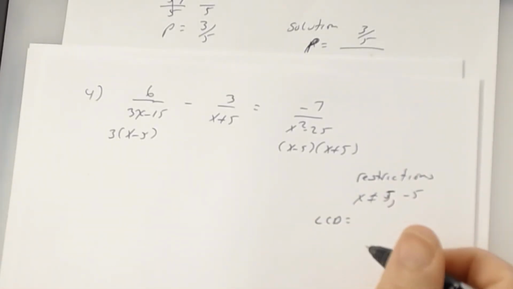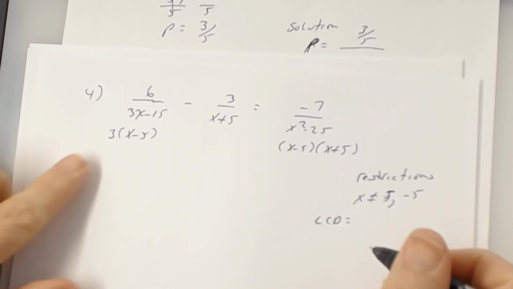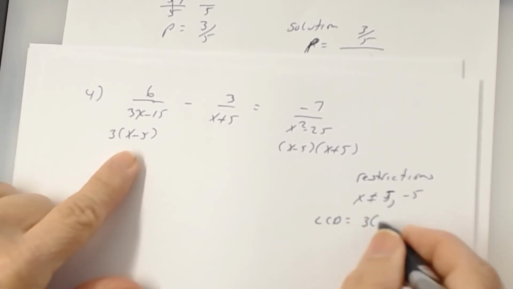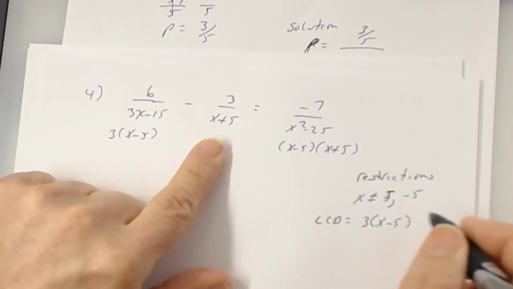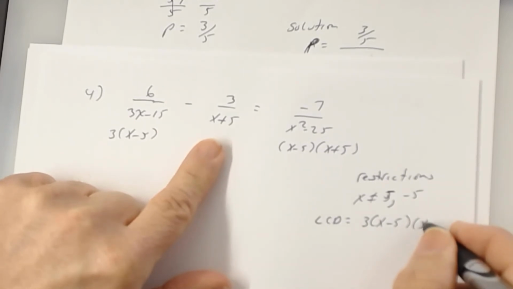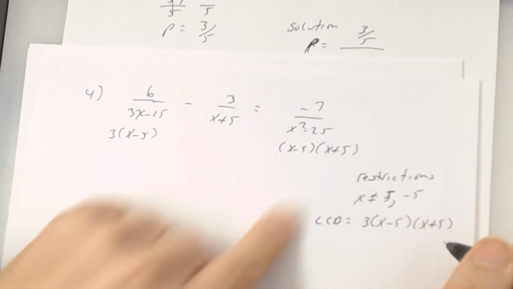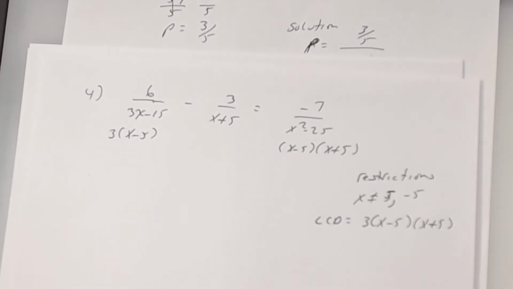All right. Now let's talk about the LCD. Your LCD has to include every factor. What's the first factor you see? 3. What's the next factor you see? X minus 5. What's the next factor you see that's not already listed? X plus 5. And then all these are already listed, right? So your LCD has how many factors? 3: 3, x minus 5, and x plus 5. The ones we did earlier had only 2 factors. Now we have one with 3, but it's still the same thing. It's not as difficult as the others.